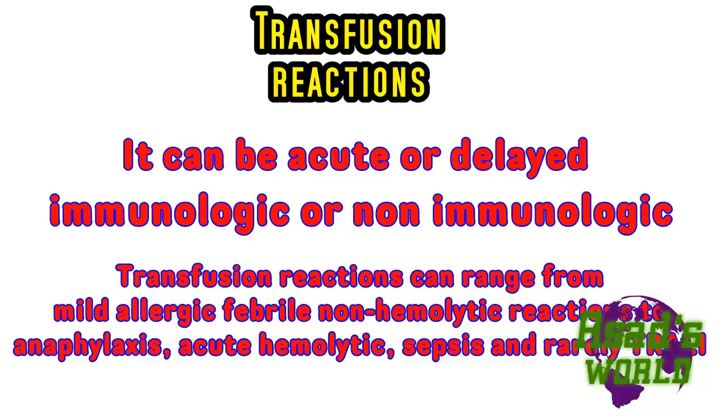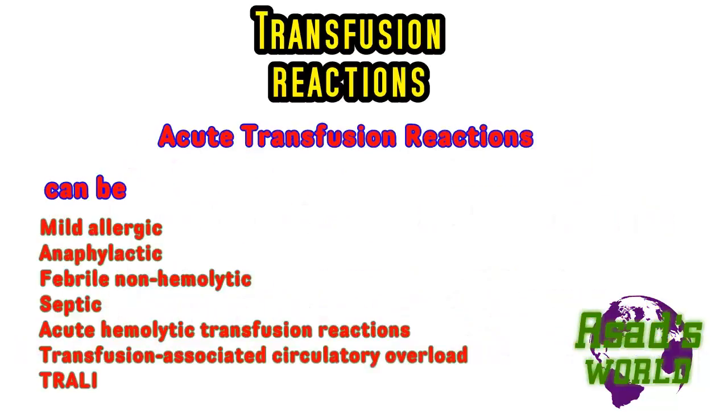In some cases, which is a very rare complication, TRALI may occur, which is transfusion associated lung injury, and it is caused by the antibodies present in the blood donor, which attack your lung and cause lung injury. Now let's talk about the types of acute and delayed transfusion reactions in detail.